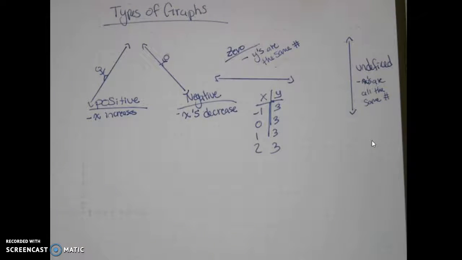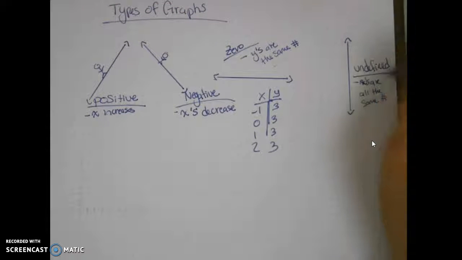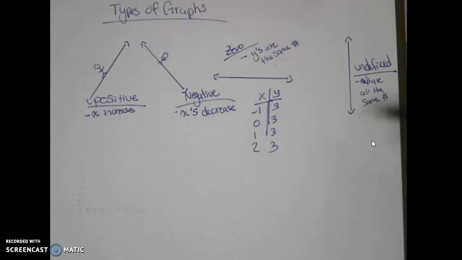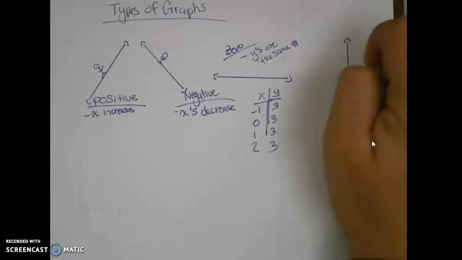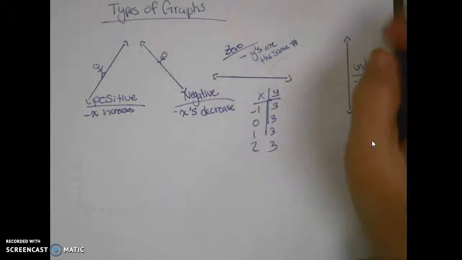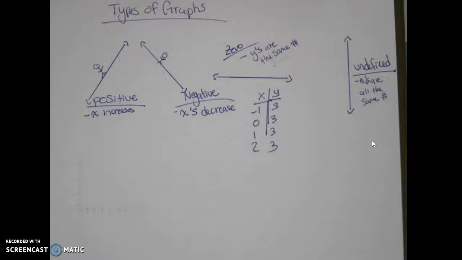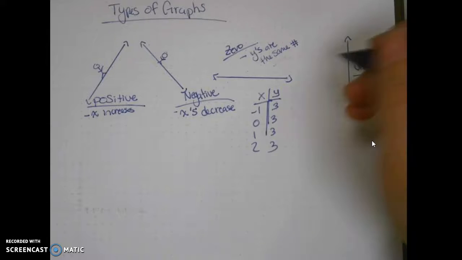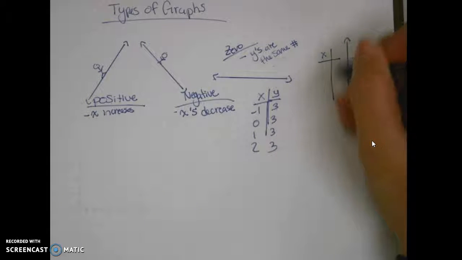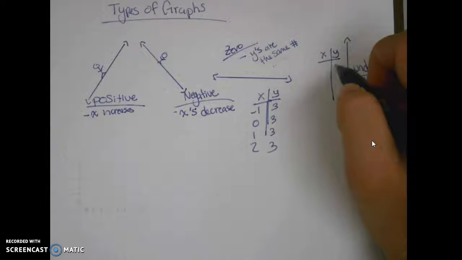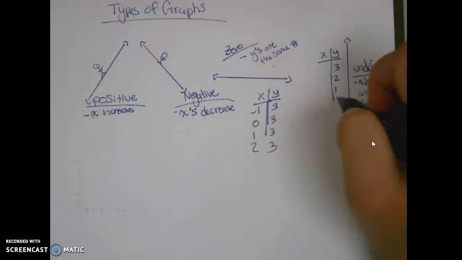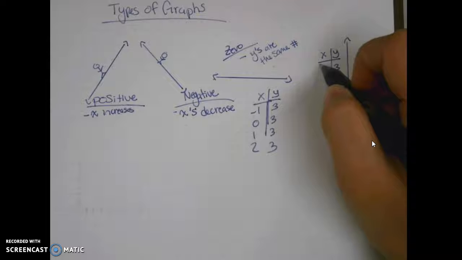Undefined is when it is straight up and down. This is when the x's are all the same. The table will look like this. Let's assume that this is 4.